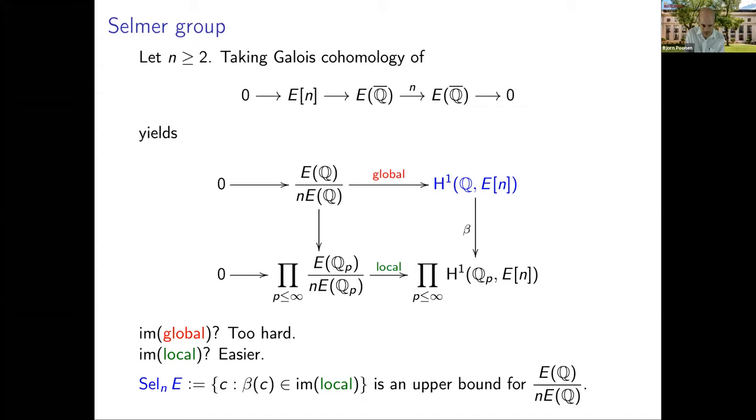And not only that, because these local conditions are so easy to understand, you can actually compute this group. There's an algorithm to compute this group in principle for any elliptic curve and any n. And it turns out to be a finite group as well. Once you prove this is a finite group, that proves that this is finite. And that's how you can get an upper bound on the rank.